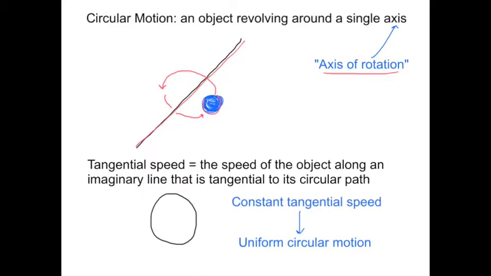So when an object is moving in circular motion, the tangential speed is defined as the speed of the object along an imaginary line that is tangential to its circular path. So this is similar to the velocity as we've defined it in previous chapters, just in a circle, and it's drawn tangent to the circle. So that's how fast the object is moving at any given point. You could think of this as if a car is moving around a round track and it's going 60 miles per hour, that's its tangential speed. And we say that when an object has constant tangential speed, it doesn't change, it's in uniform circular motion.